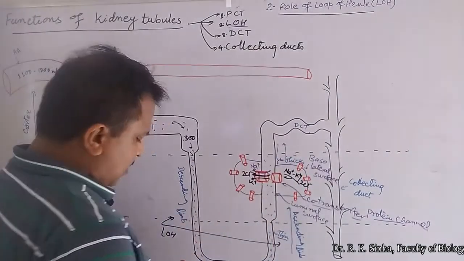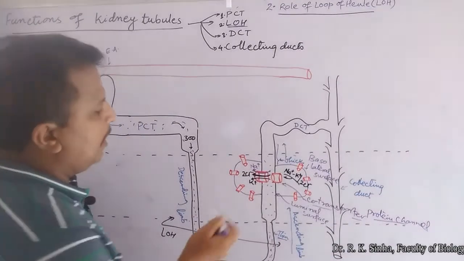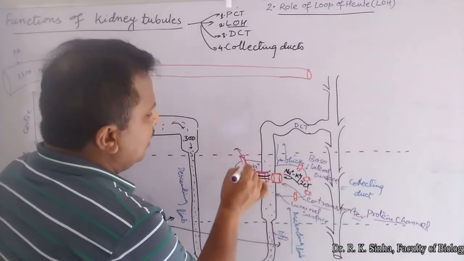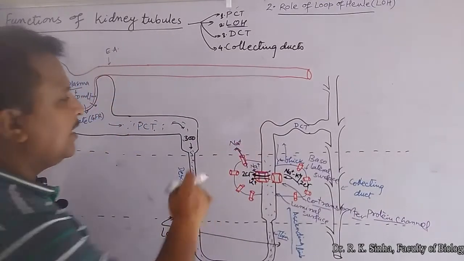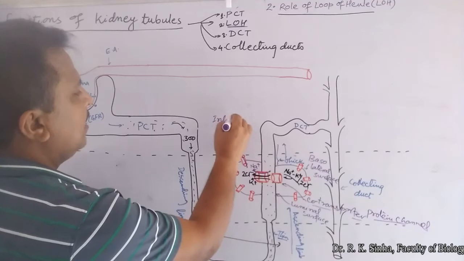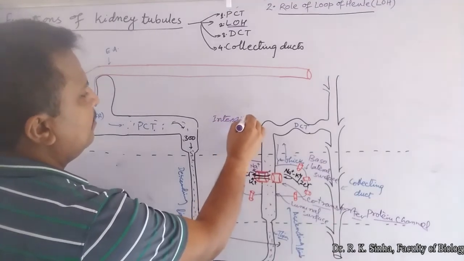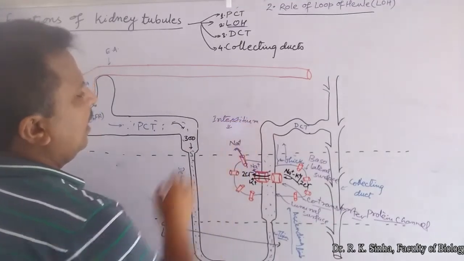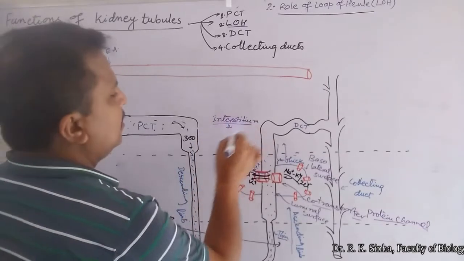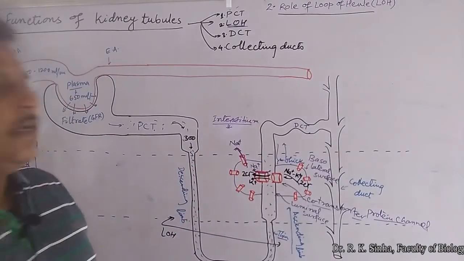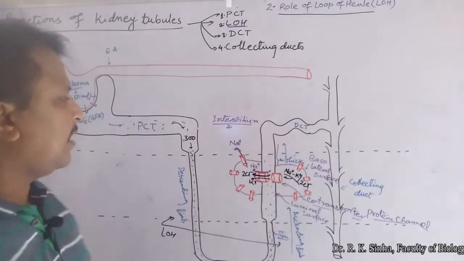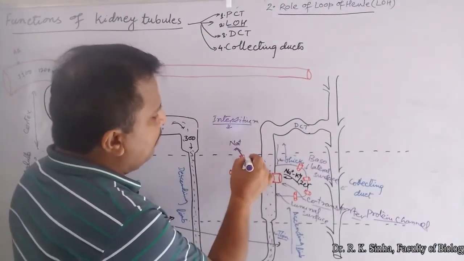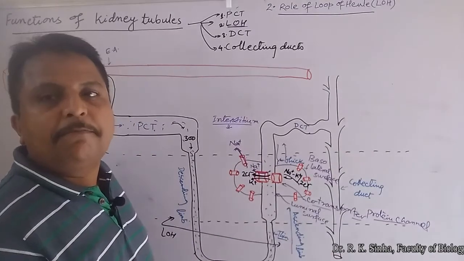And this sodium ion will be actively thrown out here in this interstitium. This will actively throw out in this interstitial fluid. This will be added into interstitial fluid. So this pump will be the sodium potassium pump.